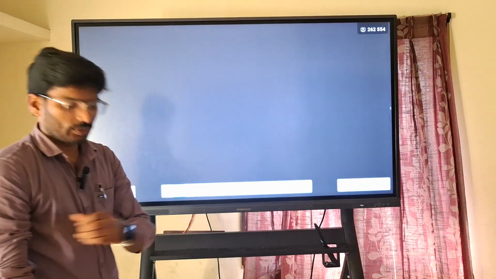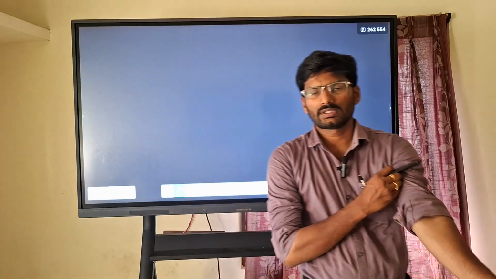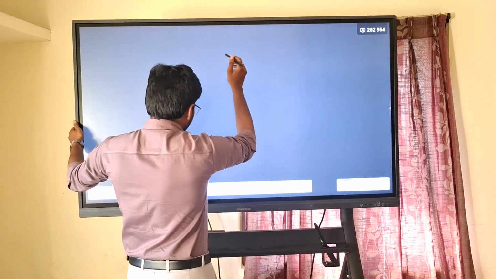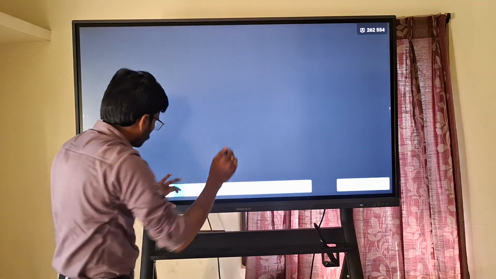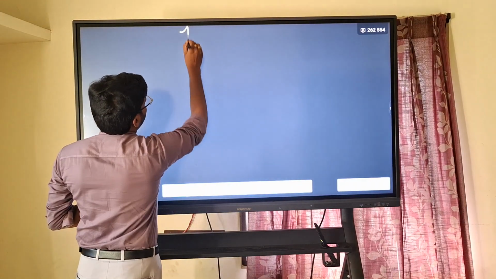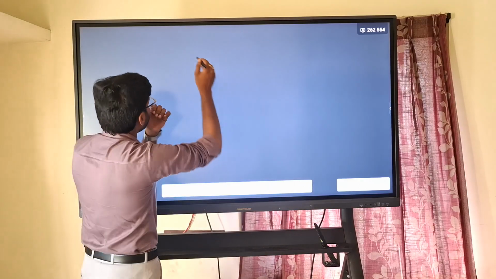As we have discussed already the importance of helping verbs, today we are going to learn the hub of helping verbs. How many helping verbs are there? There are 18 helping verbs, right? So let's write the title: hub of helping verbs.